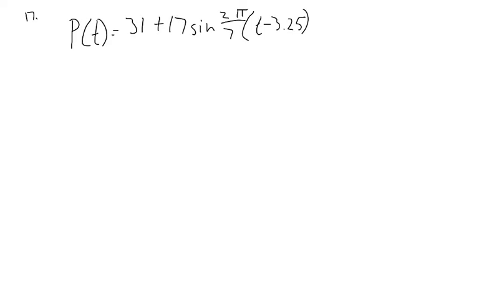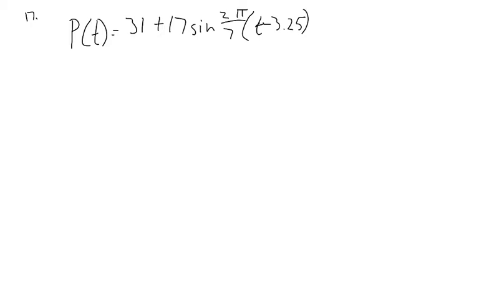So just say we have this function, P of t equals 31 plus 17 sine of 2 pi over 7 times (t minus 3.25). Now, we'll put it in context of a question. The amount of pollution in the air in an industrial city increases during the working week when factories are operating and decreases over the weekend. The number of milligrams of pollution in a cubic meter of air is given by the function P of t.